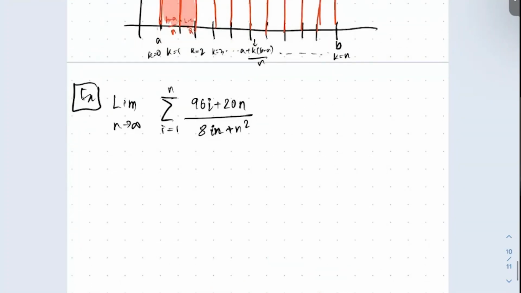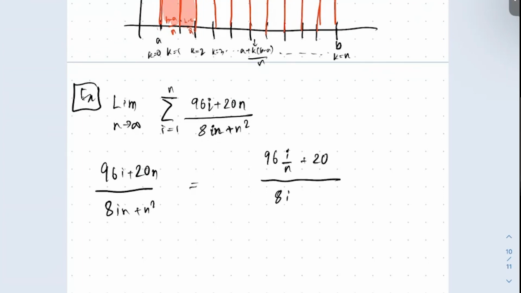So limit n tends to infinity. You take 1 by n common. This term, 96i plus 20n plus 8in plus n squared, is written as 96i by n plus 20 plus 8i by n. To write this, we need to express it in terms of i by n, because the summation is k by n. Therefore you have to divide by n squared.